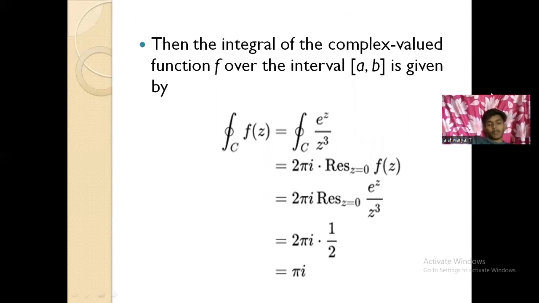We have some problem given in this slide: the integral of f of z equals e to the z over z cubed, and it is a process of simplification of this complex integral over a given interval a comma b.